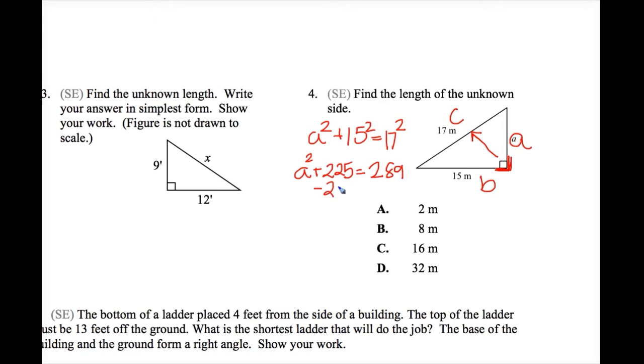Then I just solve this like a regular equation. 289 minus 225 is... hold on. Okay. So we end up with A squared equals 64. I don't want A squared, I want A, so I've got to square root each side, and I end up with A equals 8, which makes our answer B.